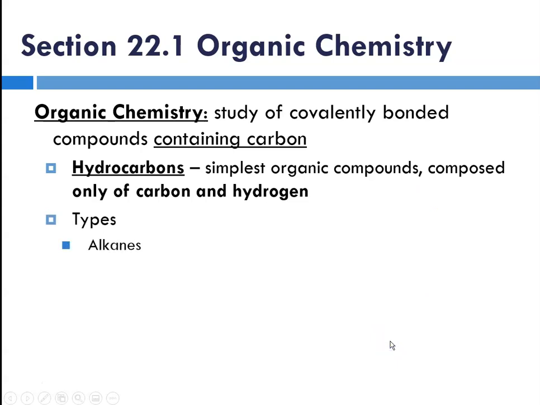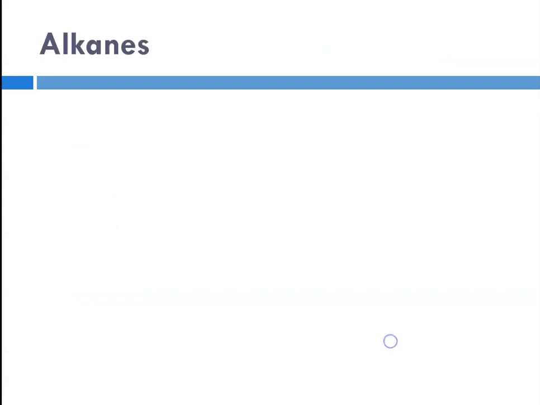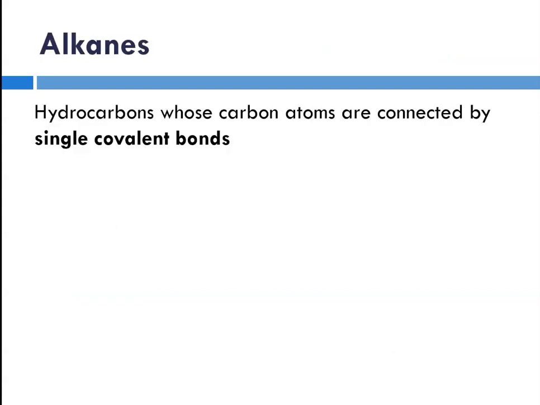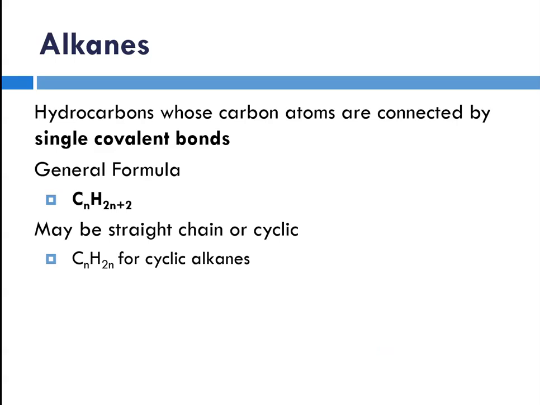So there are three main groups of hydrocarbons that we'll talk about: alkanes, alkenes, and alkynes. We'll start with alkanes. Those are hydrocarbons whose carbon bonds are connected by single covalent bonds. So their general formula is CnH2n+2, and that's a formula that you should remember. They may be straight chain or cyclic. If we're talking about a cyclic hydrocarbon alkane, the formula would be CnH2n.